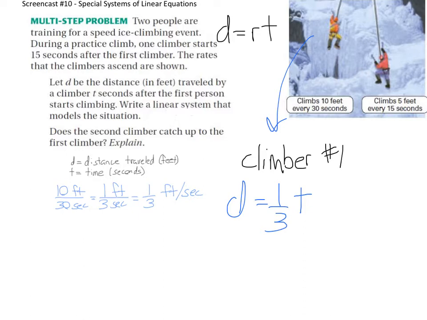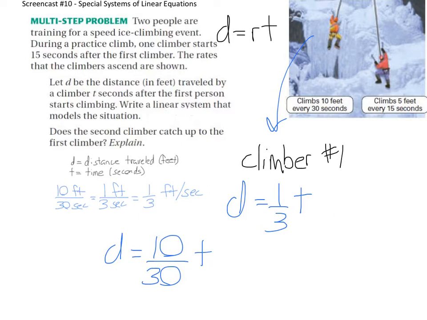We would have also gotten this 1/3 if we had just started with 10 feet per 30 seconds by saying d is equal to 10 feet every 30 seconds. That's also technically a rate, a speed. It's just not in what we consider to be lowest terms, multiplied by t.